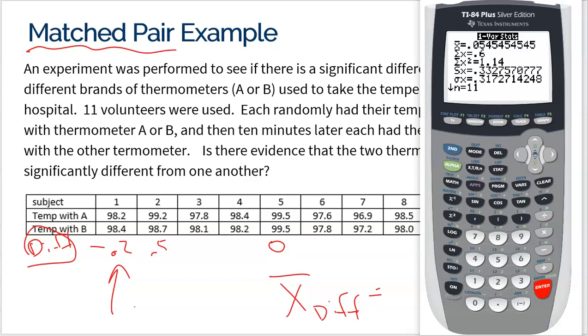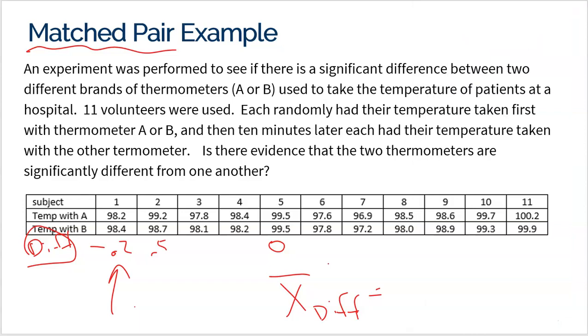So here I go. The mean difference is 0.0545. So a very, very small difference between these temperature readings, and a standard deviation of 0.333 if you round that correctly. So the mean was 0.0545, and the standard deviation was 0.333. Sorry, my 0's are terrible looking there. So now you're going to run a 1 sample t-test looking at the differences, okay?